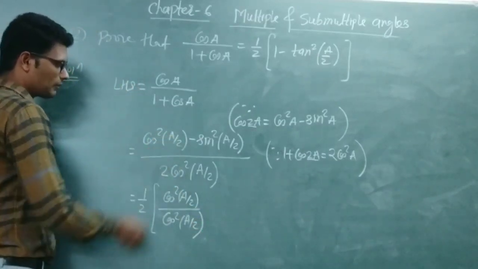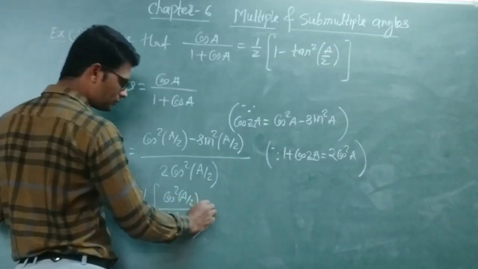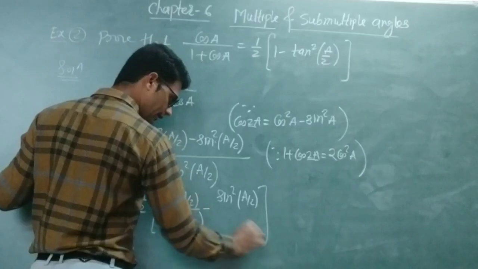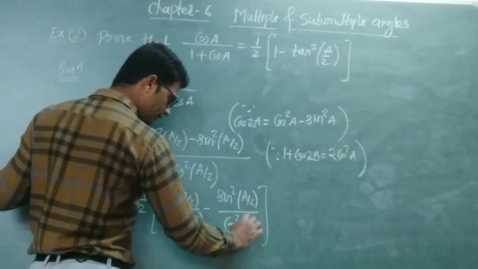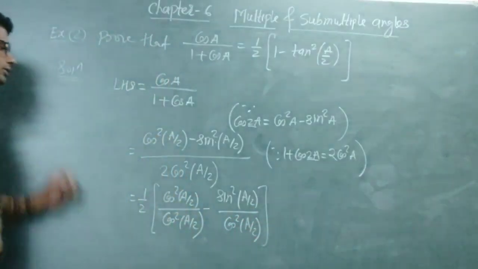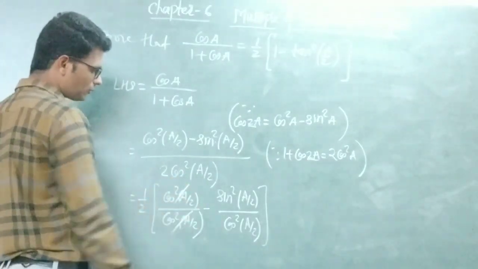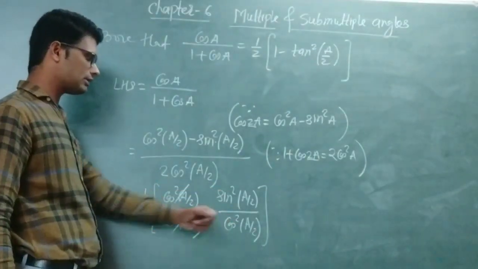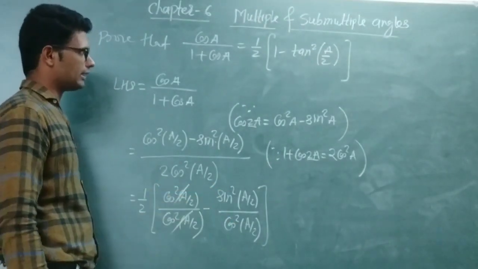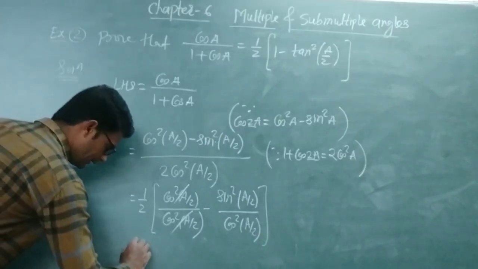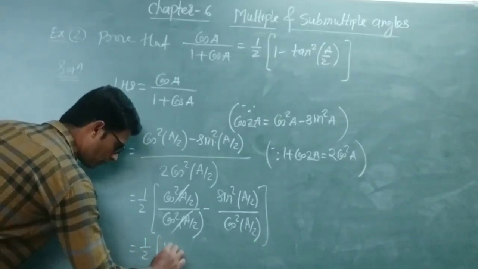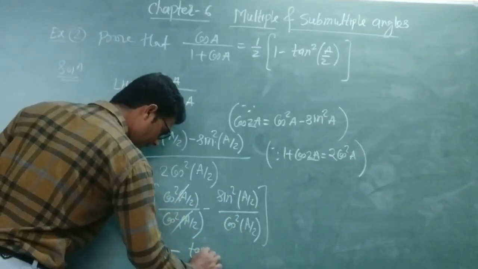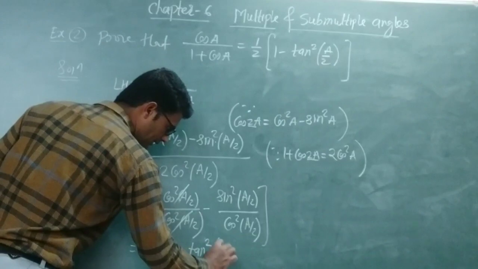Otherwise, split this term: cos square A by 2 divided by cos square A by 2 minus sin square A by 2 divided by cos square A by 2. Now this cos square A by 2 and cos square A by 2 get cancelled. And what is sin by cos? Sin by cos is tan, but we have a square, so it will be tan square. Now I can write this as 1 by 2, 1 minus sin by cos, which is tan, and we have a square, so tan square A by 2.